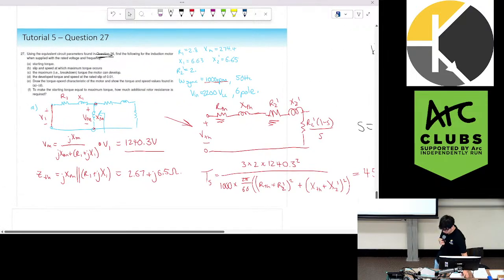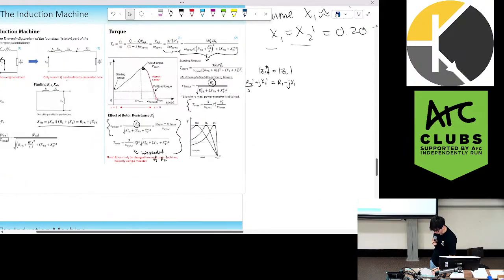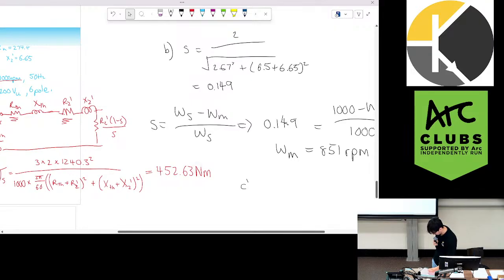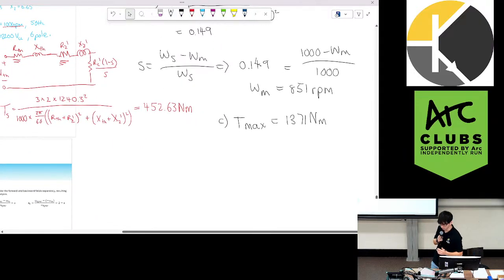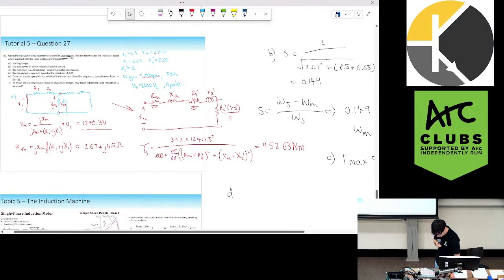C, find the maximum torque that the motor can develop. I won't go through it in detail. We're simply going to use this equation to find the maximum torque. It's quite straightforward. If we apply the equation, we get a maximum torque of 1,371 Newton meters. You can double check that yourselves if you want to work through it in your own time. And then D, find the developed torque and speed at the rated slip of 0.1.